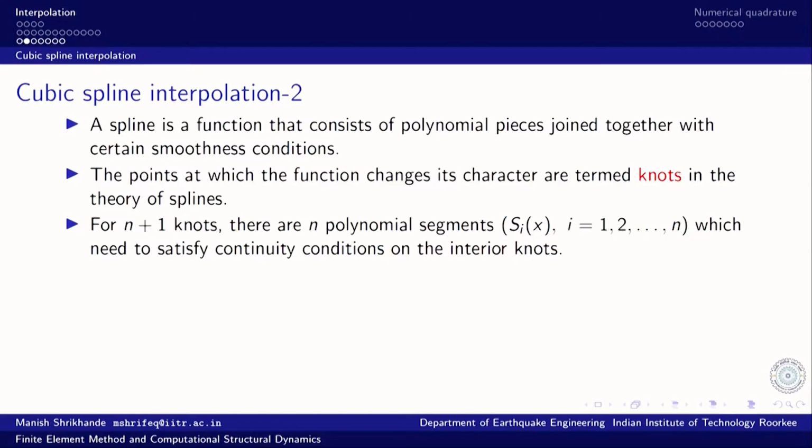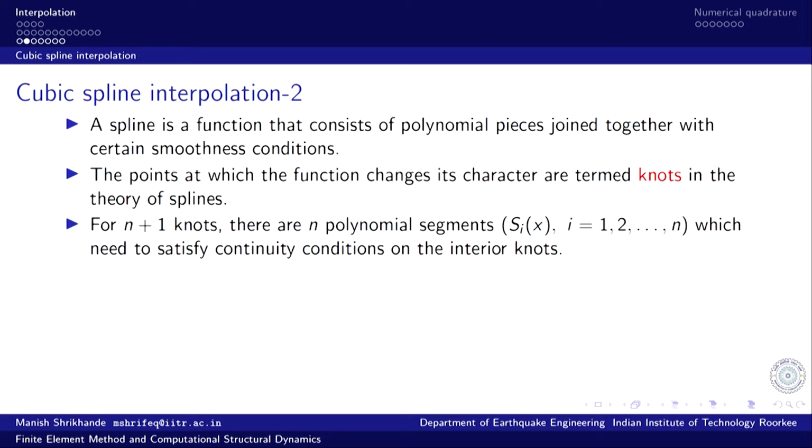So, for n plus 1 knots, there are n polynomial segments. Between 2 points we will have one polynomial. So, if there are n plus 1 knots, then there are going to be n segments, and these are what we call spline segments, denoted by S_i(x), i ranging from 1 to n.